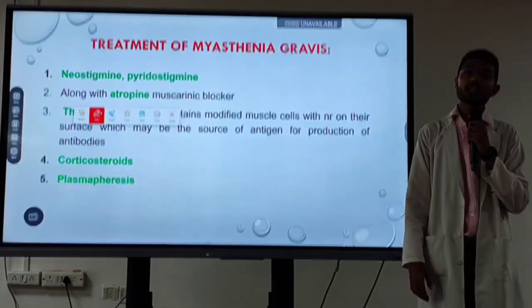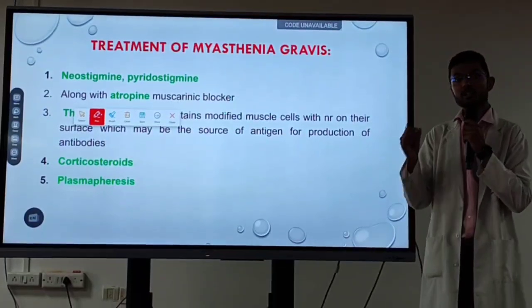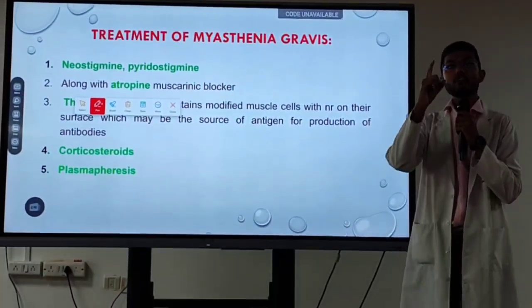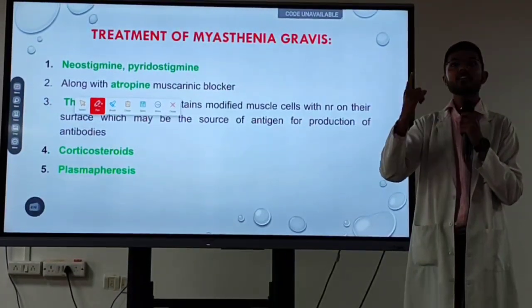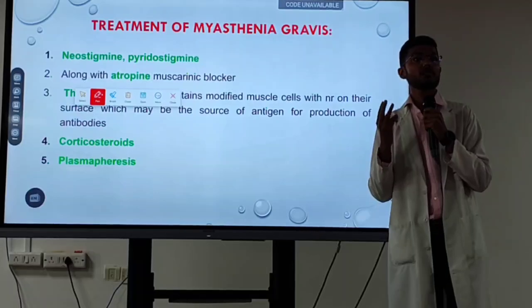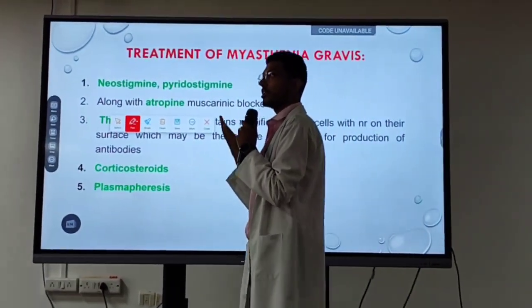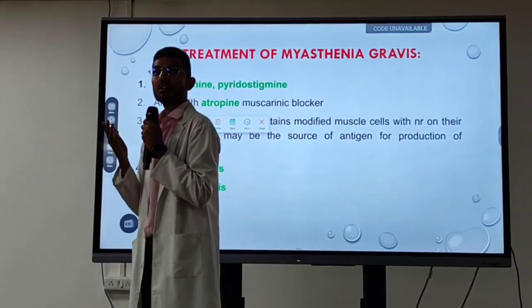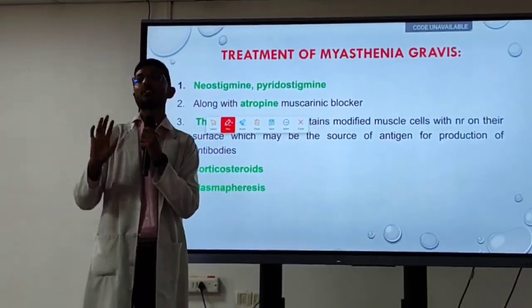But what about muscarinic receptors? They are also present in the same system, in the cholinergic system. And we know M1, M2, M3, M4, M5. If M1 is stimulated, there will be acidity. If M2 is stimulated, there will be bradycardia. If M3 gets stimulated, it will lead to many symptoms like increased salivation, increased sweating, diarrhea, vomiting, many more things. We don't want these side effects.